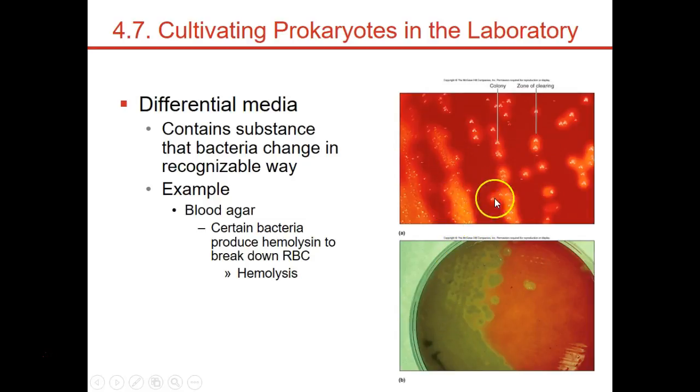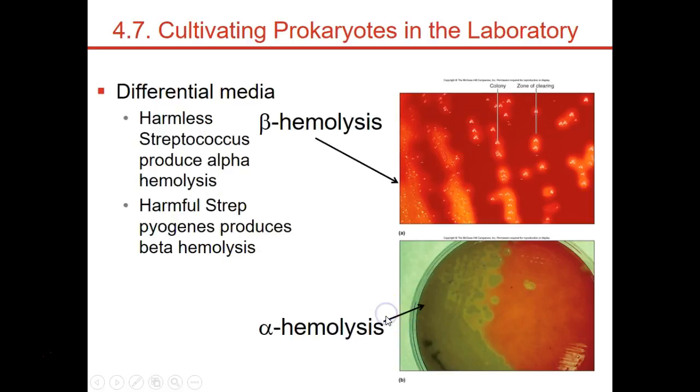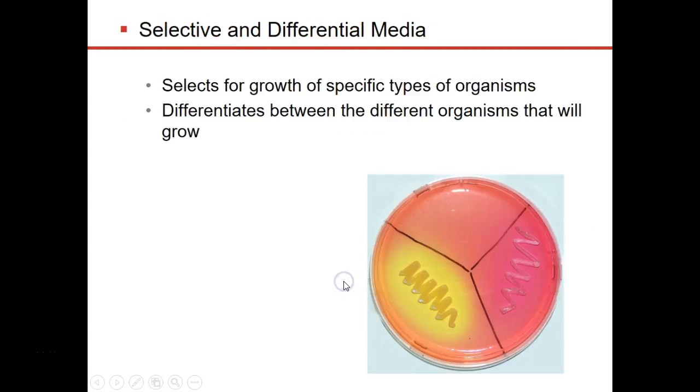This is blood agar. Blood agar is going to grow, and depending on how hemolysis occurs, how we break down the blood, will determine if you're a pathogenic species or a non-pathogenic species. Beta hemolysis is the pathogenic species, whereas alpha hemolysis is the non-pathogenic species. Selective and differential media select for specific organisms to grow and then differentiate amongst those organisms that do grow.